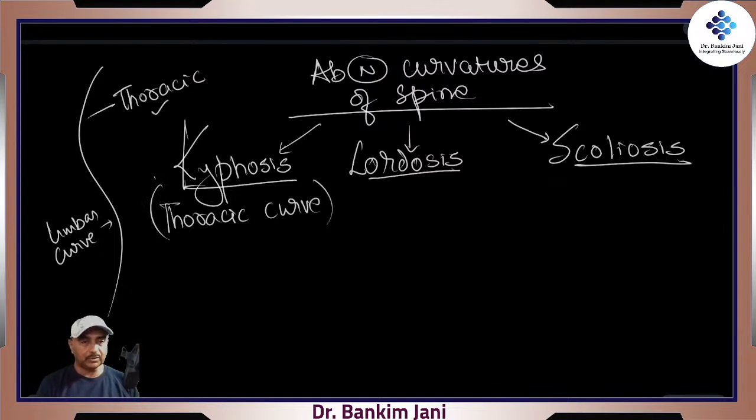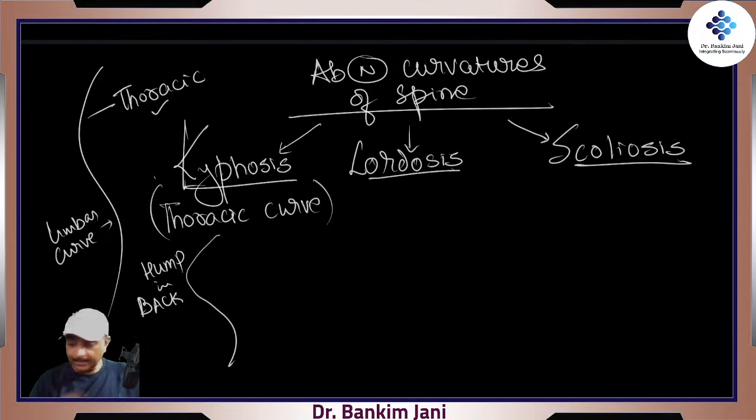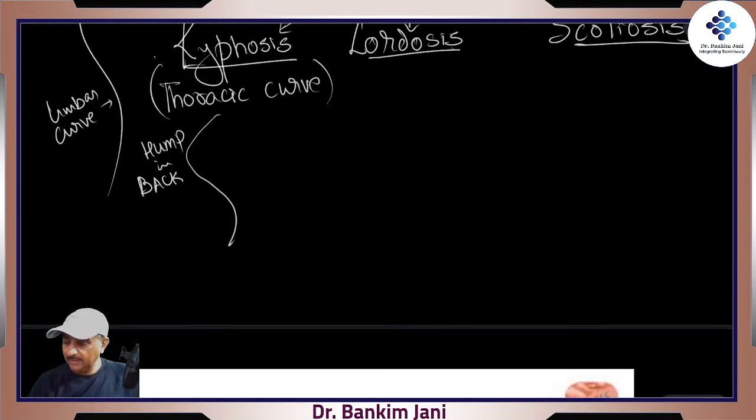So how would things look? As if there is a hump in the back. There is a hump in the back. So this is a hump or protrusion, right? Protrusion in the back. That is what is called kyphosis, right? You'll find that normally this occurs in elderly people.